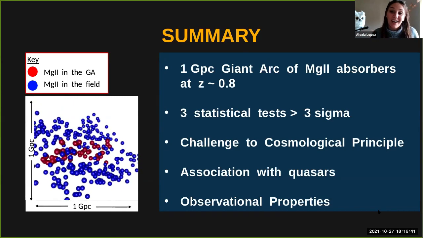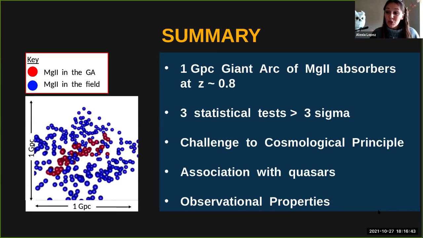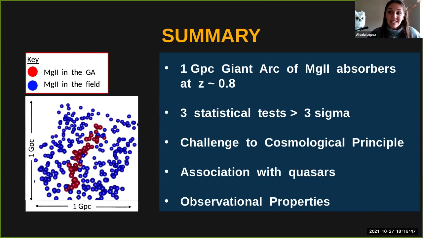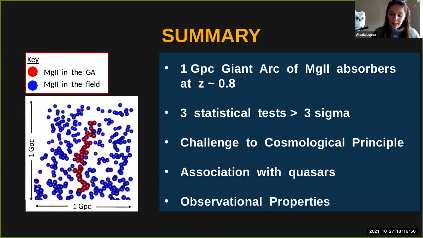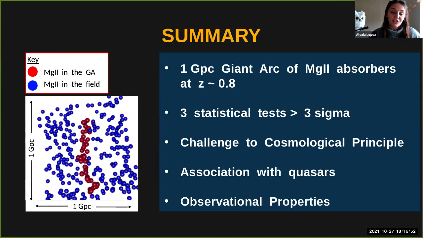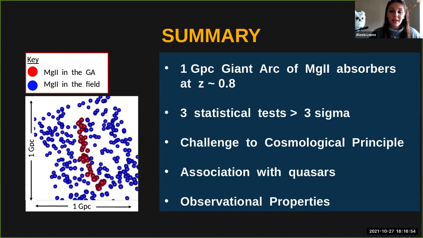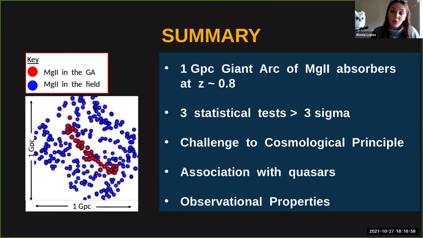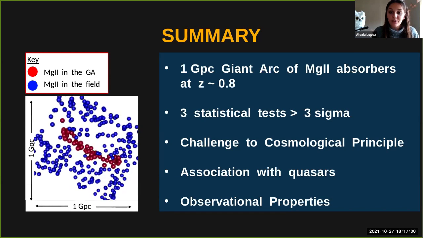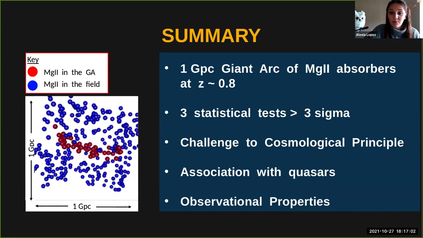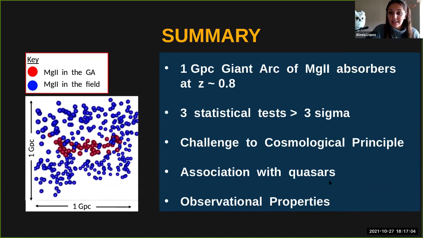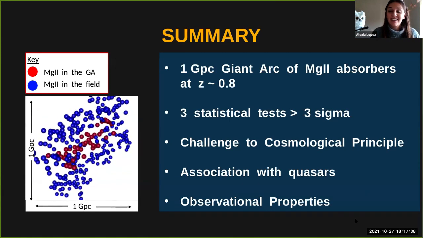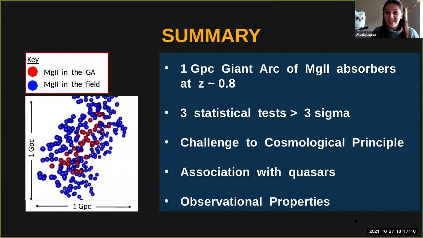So a 1 gigaparsec giant arc of magnesium II absorbers at a redshift of 0.8, 3 statistical tests greater than 3 sigma, potentially causing a challenge to the cosmological principle, a tentative association of the giant arc with quasars in the same field, and a quick look at some of the observational properties, in particular the equivalent width, indicates some potentially interesting things to look at in the future.